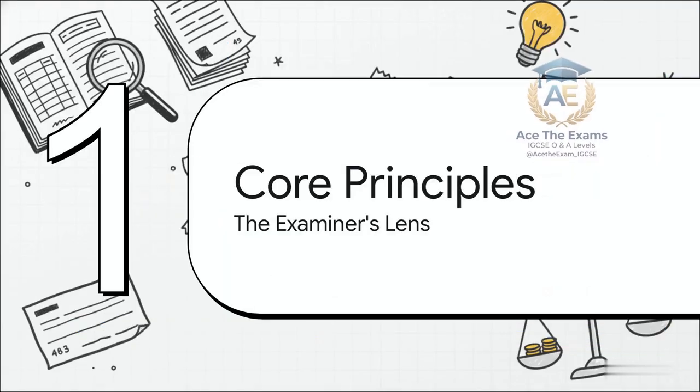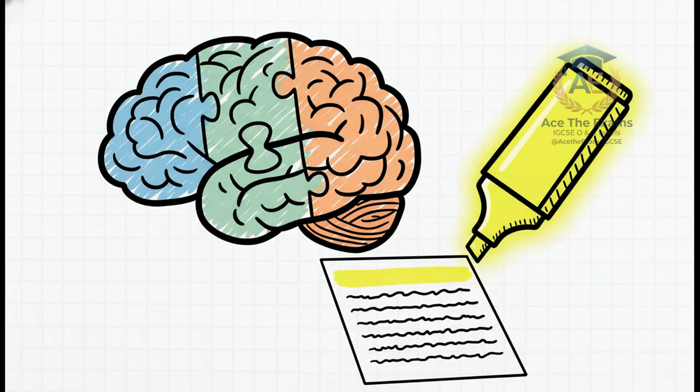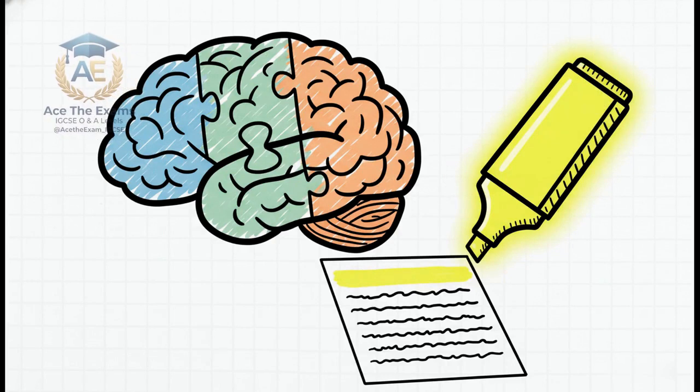Section 2, Core Accounting Principles, the examiner's lens. Now, what's really fascinating about this slide is that it completely reveals the secret architecture of the exam. You see, examiners aren't just looking at your math. They are targeting 3 distinct cognitive domains. Assessment Objective 1 is knowledge and understanding. That's your baseline. Assessment Objective 2 is analysis. And Assessment Objective 3 is evaluation.